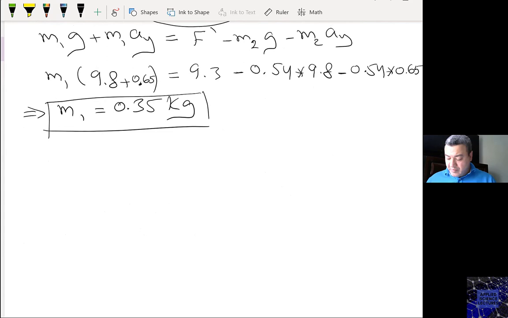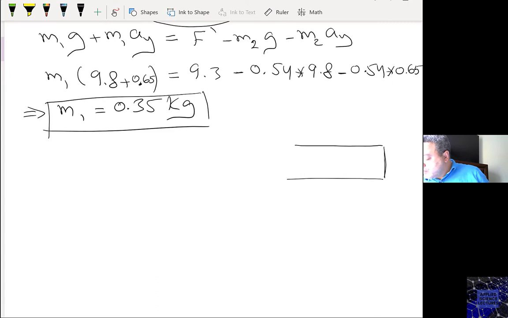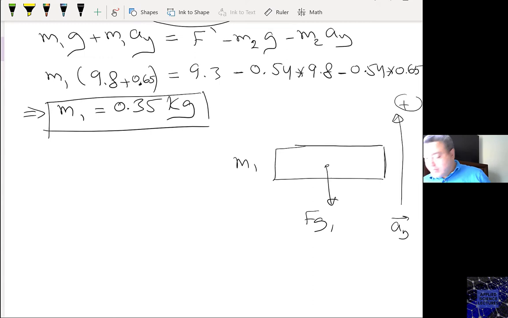Part B is determine the magnitude of the force exerted by the bottom book on the top book. So let me take this top book. This is the top book. It has a mass M1. Again, this is the acceleration direction, the positive direction of the motion, and it has an acceleration AY in this direction. So FG1 is this.